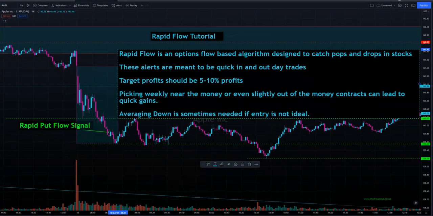Just real quick, rapid flow is an options-based algorithm designed to catch pops and drops in the stock by detecting unusually fast and unusual flow in a stock. It's an algorithm we designed that tries to catch directional movement in a stock. One of the things we're looking for is quick drops and quick pops in stocks to try to catch a quick 5 to 10% gain.